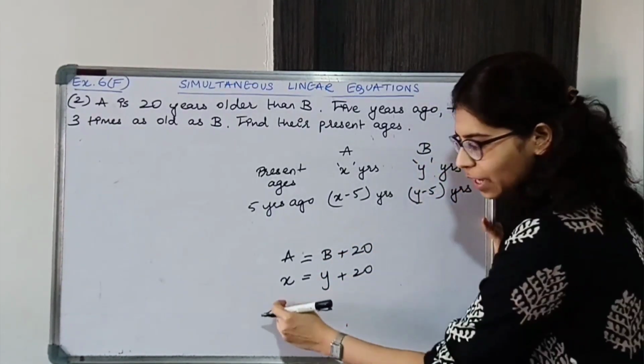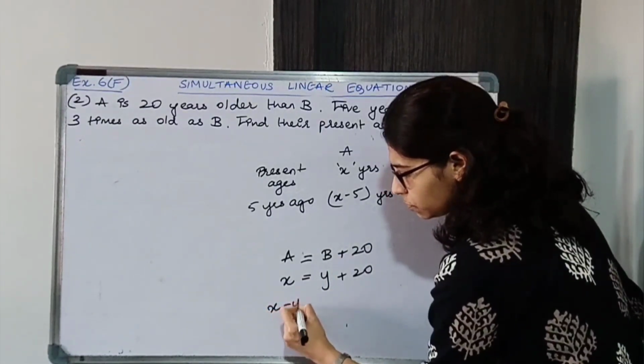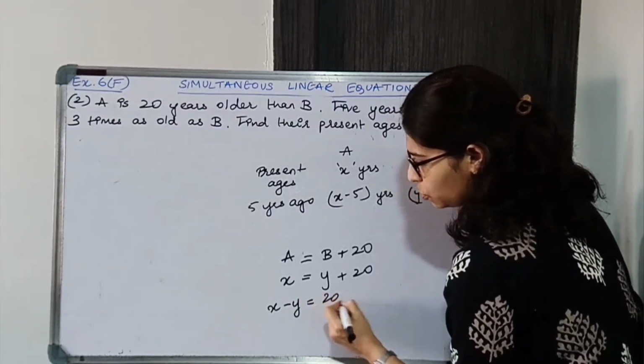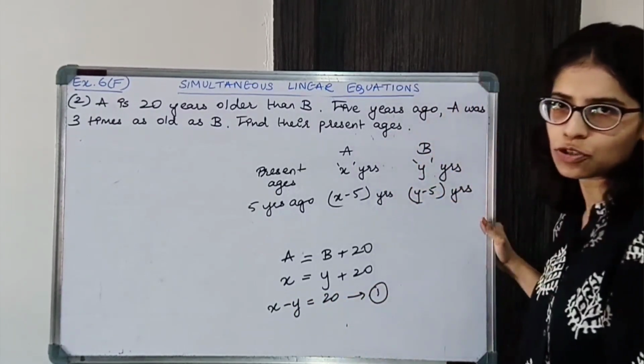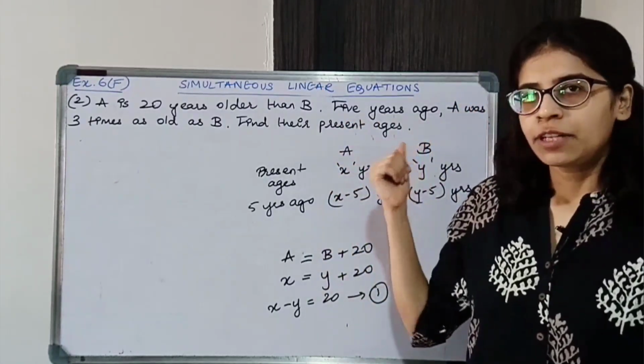So we'll shift y over here, we'll keep x and y in the LHS. So x minus y is equal to 20. This will give us the first linear equation. We need one more linear equation, so we'll consider the other statement.